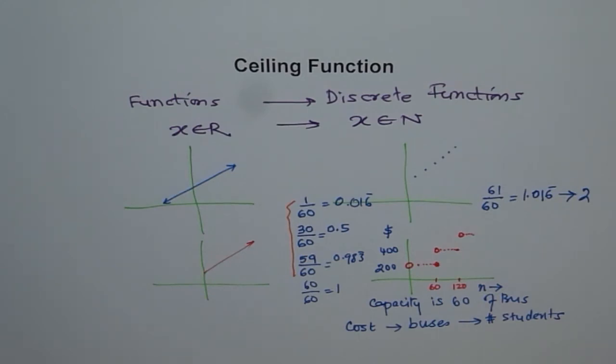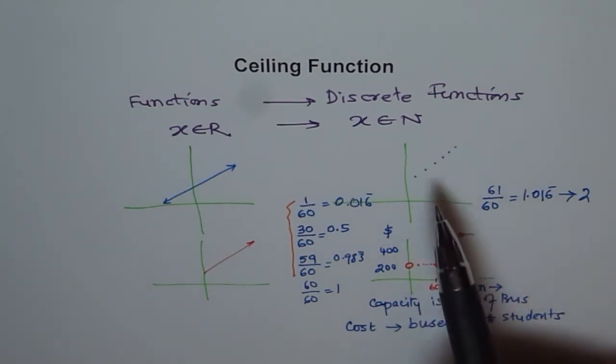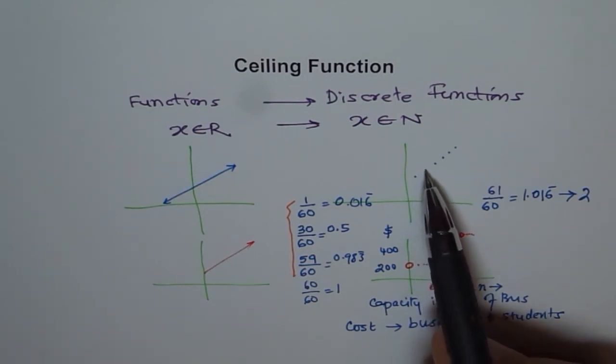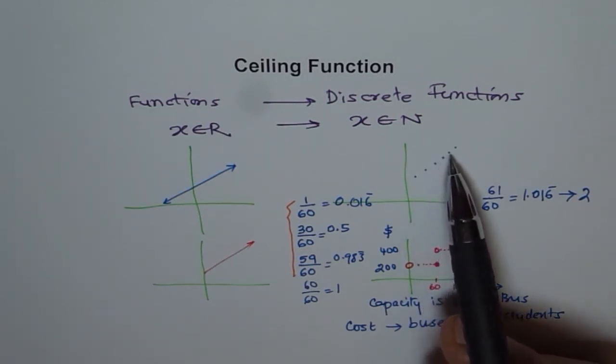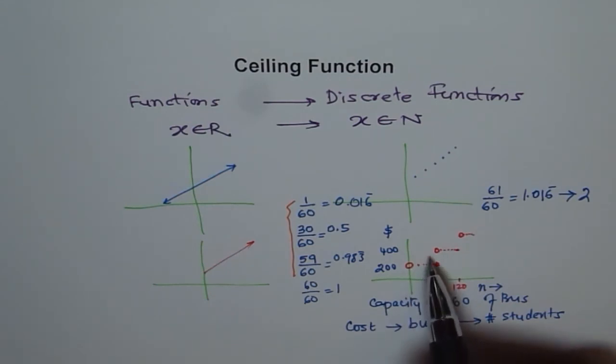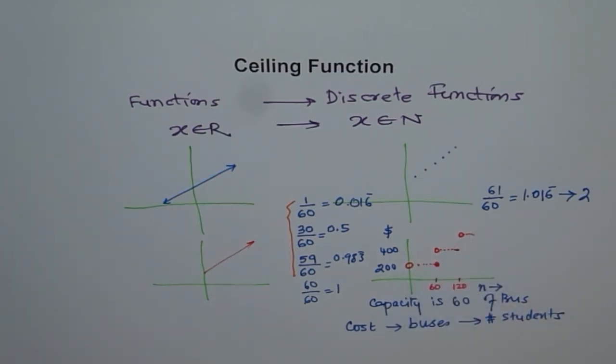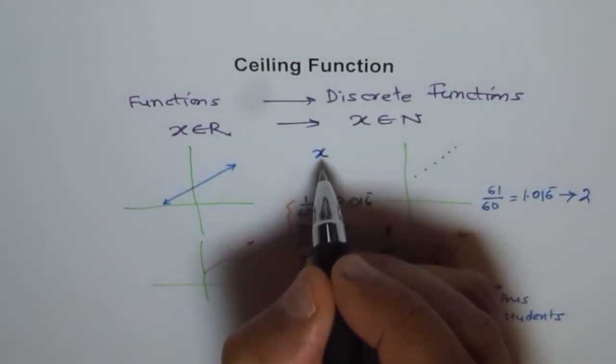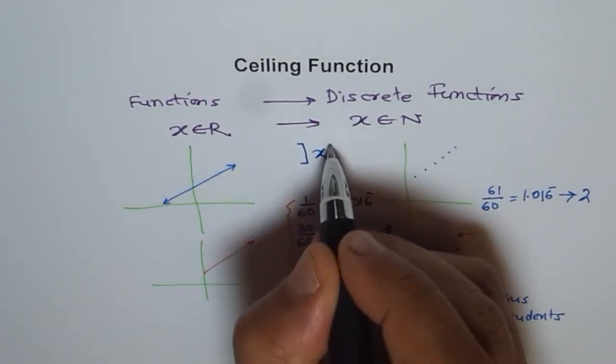Ceiling function, right? So imagine these were our students in sets of 60s, right? 60, 120 and 180 and like that, and these are our buses, 1, 2, 3, like that. Do you see that? So we will use the ceiling function, and here in our books it is a very standard function used in mathematics, right? And there is a symbol for it. The symbol for this is kind of like this.